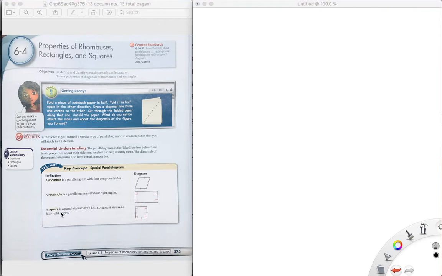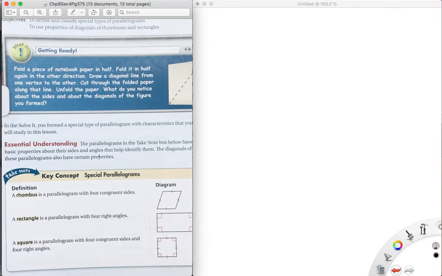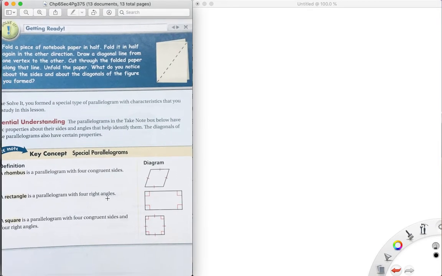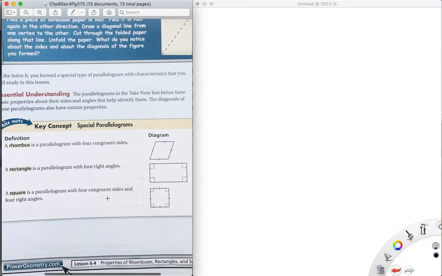Alright, so this is going to be geometry 6.4 and 6.5: rectangles, rhombuses, and squares. First to note that a rhombus, square, and rectangle are all parallelograms. They're all special cases of parallelograms.